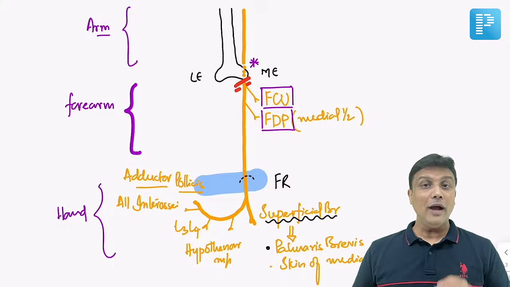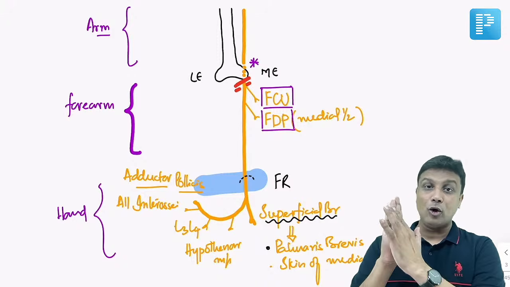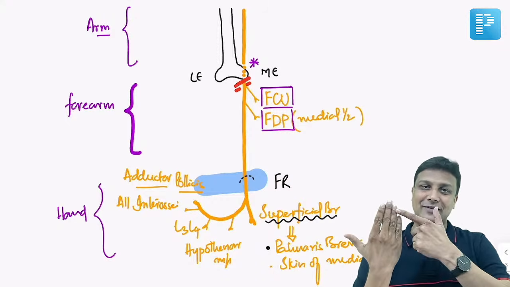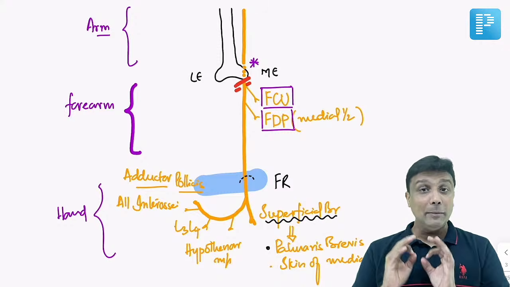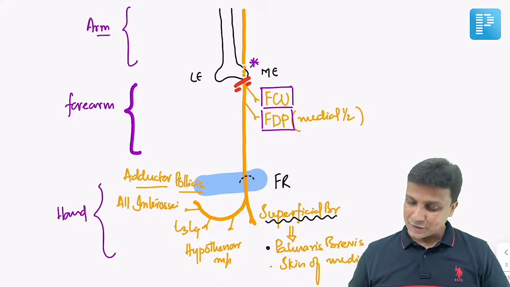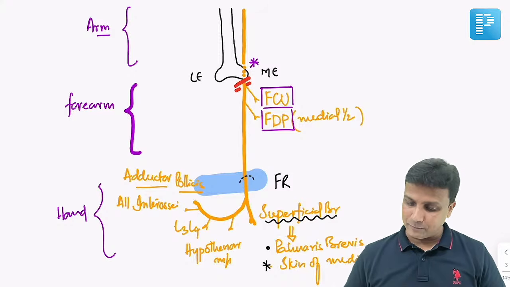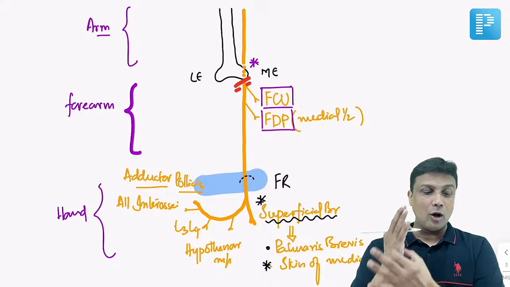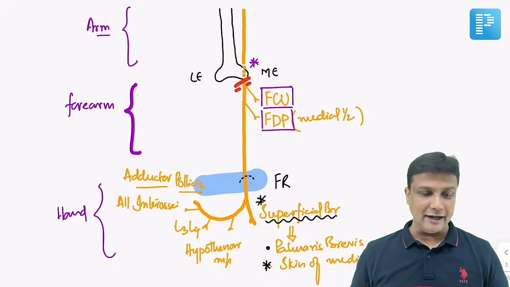And apart from that, it is supplying to the skin of the medial 1.5 hand. Now, when I'm telling you hand here, I mean to say it is supplying to the skin of medial 1.5 palmar surface as well as the medial 1.5 dorsal surface. So this entire thing will be taken care of by the superficial branch of the ulnar nerve. Okay, so that is what our question is about. So superficial branch of the ulnar nerve is supplying to the skin on the medial 1.5 hand here.